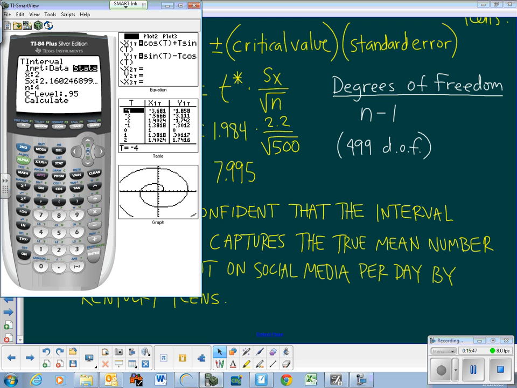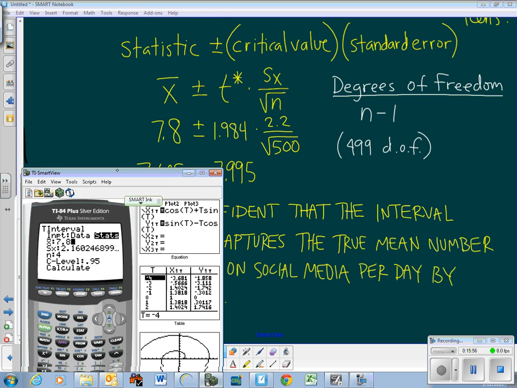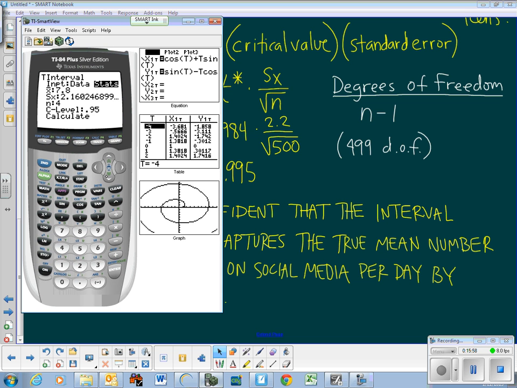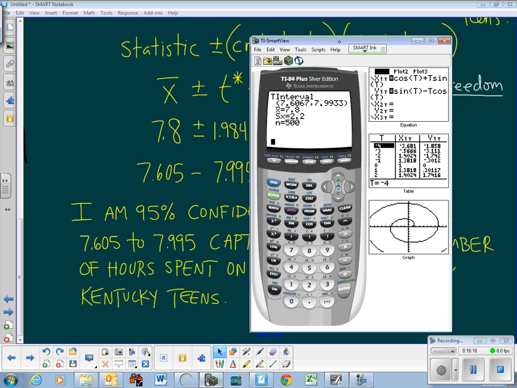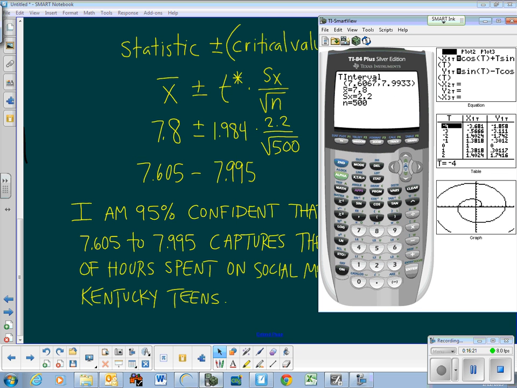My average was 7.8. My standard deviation was 2.2. My sample size n was 500, and my confidence level is 95%. And go. Now, 7.6067 to 7.993. It's not going to be a perfect match to what we did here, but it's going to be good. And it's probably better in there.